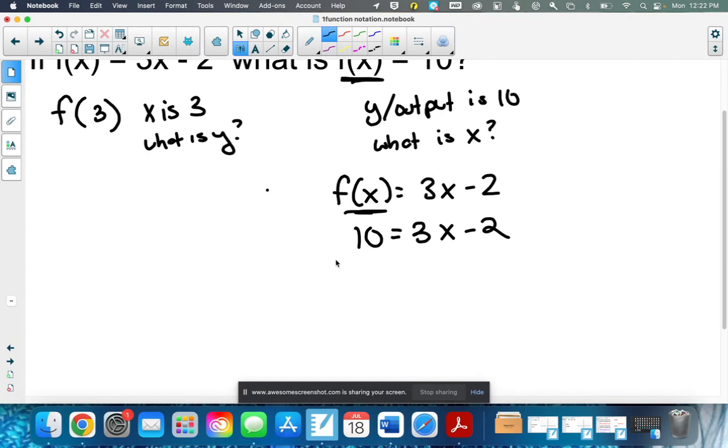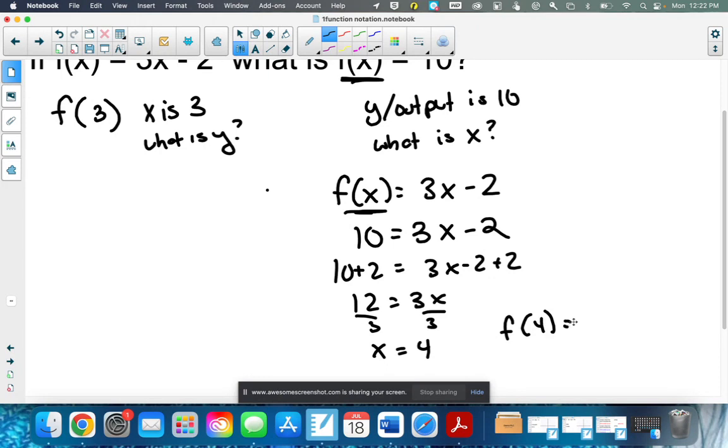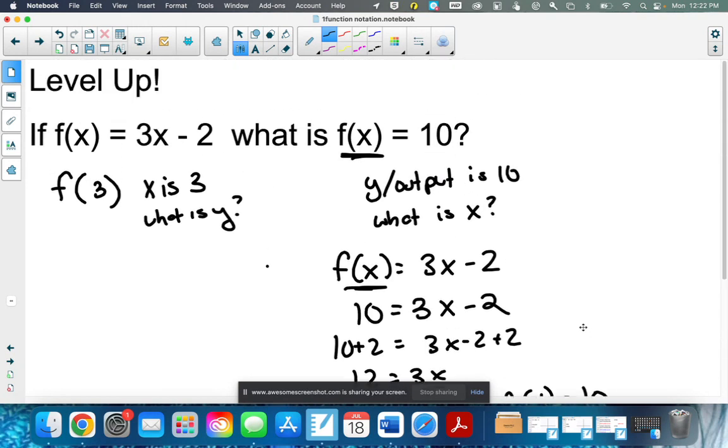All right, so we're going to add 2 on both sides. 12 equals 3x, and then we're going to divide by 3, and we get x equals 4. So the right way to write that answer would be that f of 4 equals 10, because 10 was the output that they gave us, and we were trying to find what input would get us there. All right, that is it for function notation. And then we're going to start graphing.